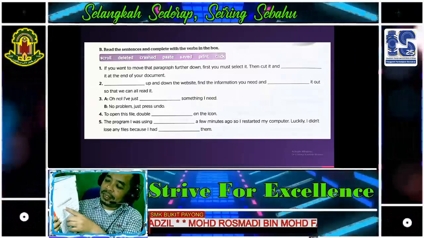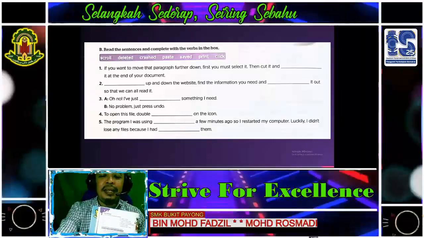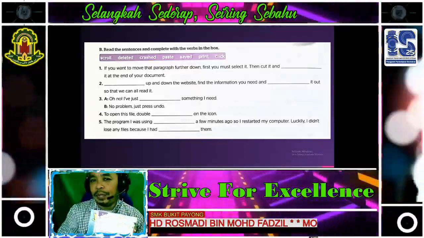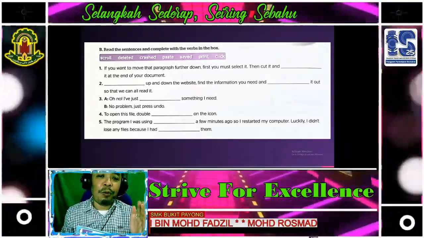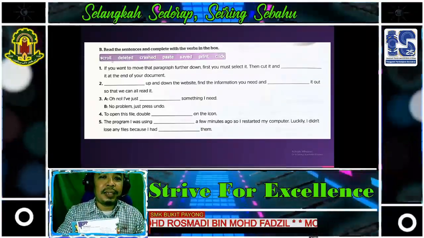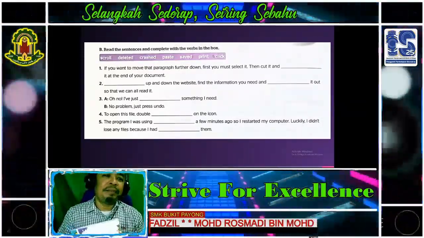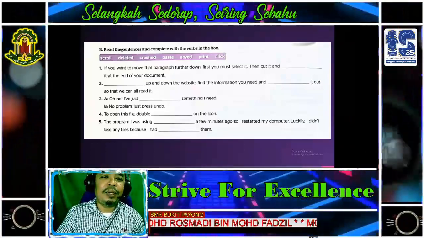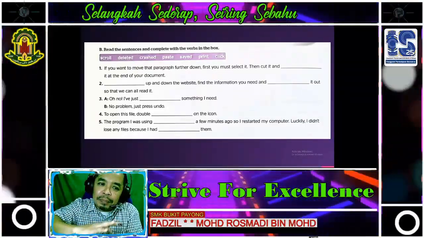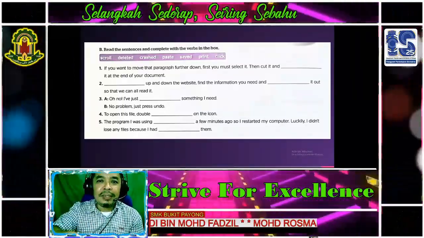down here we have the next exercise. Exercise B. Okay, exercise B is read the sentences and complete with the verbs in the box. Another vocabulary. I hope you can understand all these words. If you don't understand, you can refer to your dictionary or I will explain it now. Okay, first one, the word scroll. What is scroll? Scroll up, scroll down. Scroll means we move the screen up and down, right?